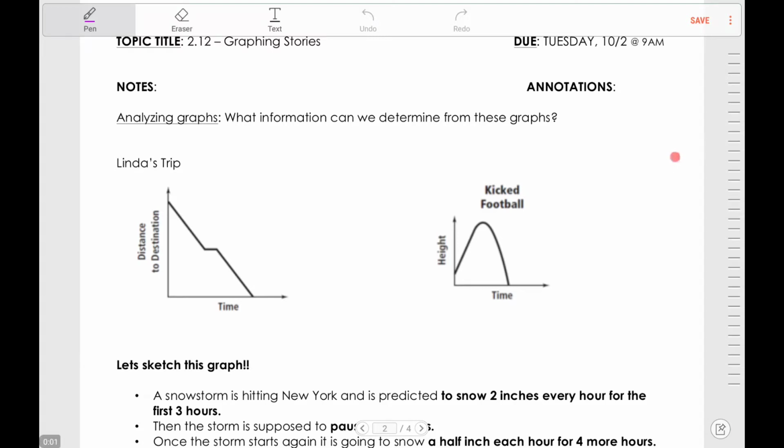Hi guys, so we are going to be working on graphing stories over the course of the next 2 days. So this video is just to give us a little preview material before we begin.